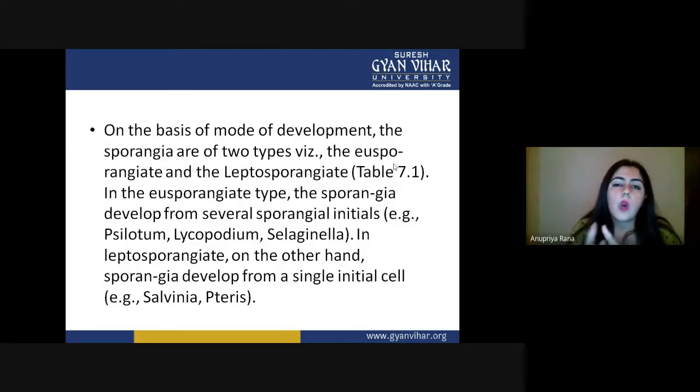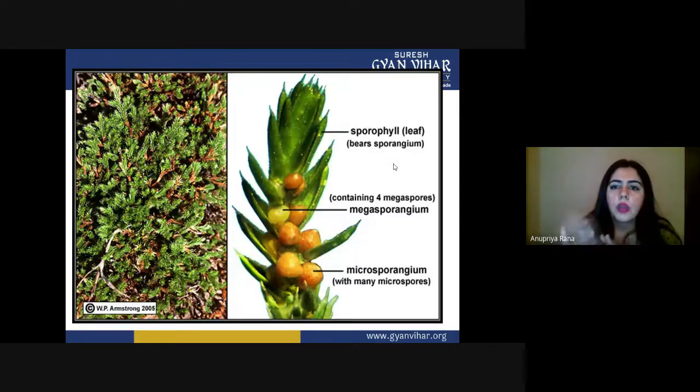That is called the eusporangium, and this happens in Selaginella, Lycopodium, and similar plants, where a group of cells come together and make a sporangium. Most of the cells here come together in their places and make a sporangium that is called eusporangium.